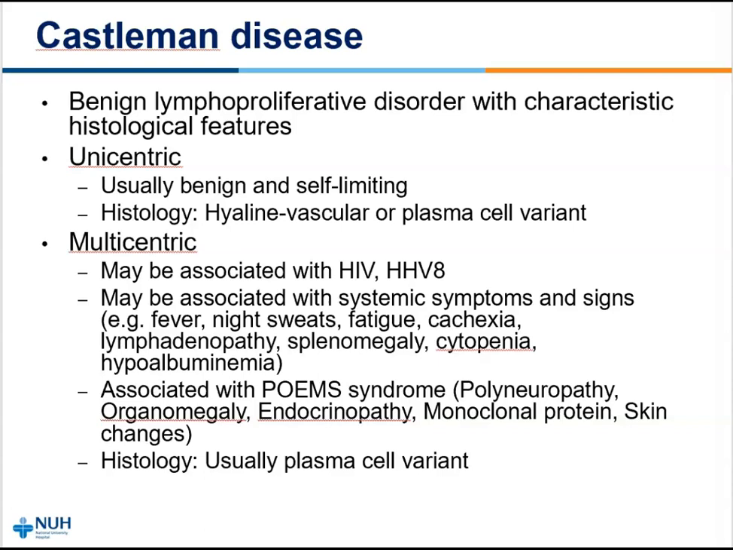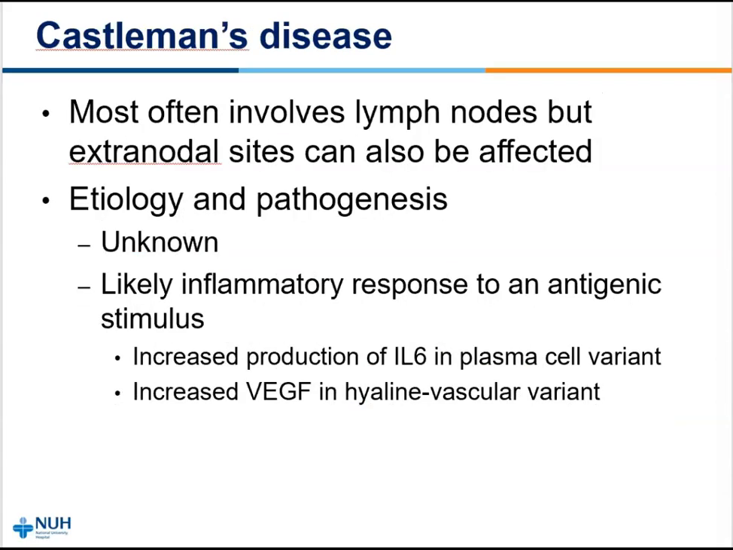gammopathy, and skin changes. Many of these symptoms are related to abnormal immunoglobulin production, and the histological subtype is usually the plasma cell variant. The disease usually affects the lymph nodes, but extranodal sites can also be involved. The etiology is unknown, but it is likely an inflammatory response to antigenic stimulation.